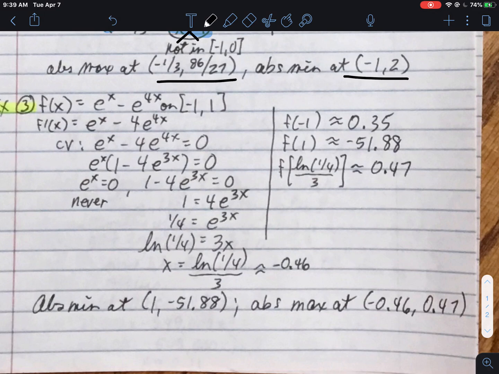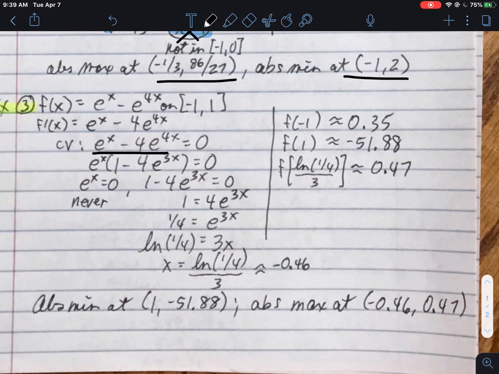So then our critical value, setting it equal to 0. Now here what I did was I factored out e to the x. Right? And if you factor e to the x out of this expression, that leaves me with 1 minus 4e to the 3x. Right? Factoring e to the x out of e to the 4x leaves me with e to the 3x. And then we'll set each of those factors equal to 0.